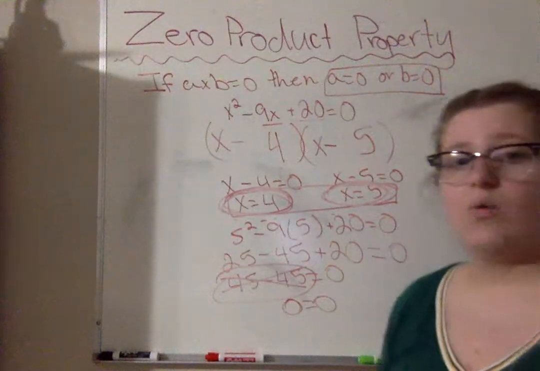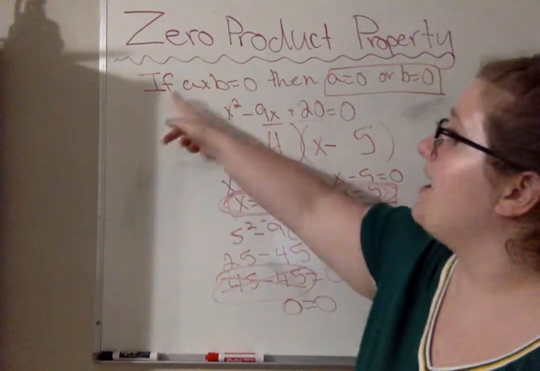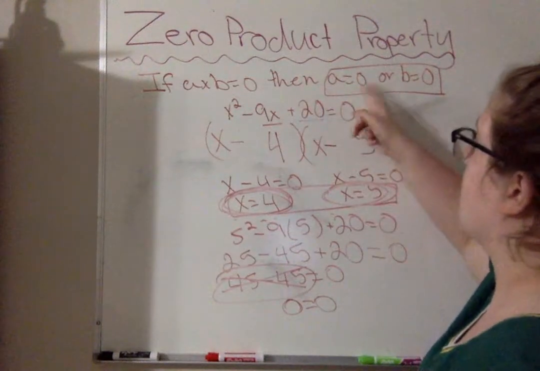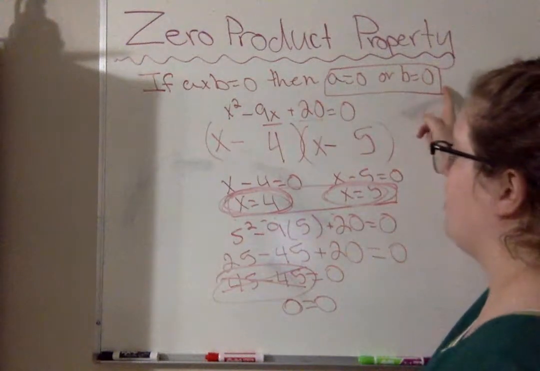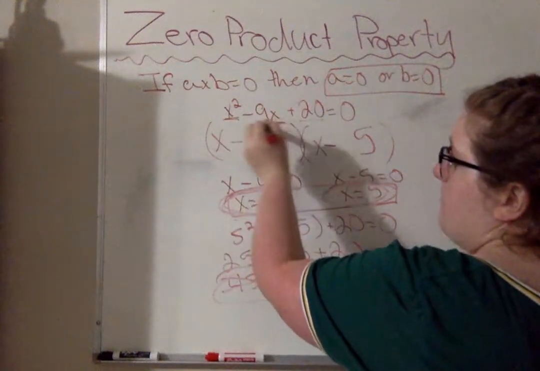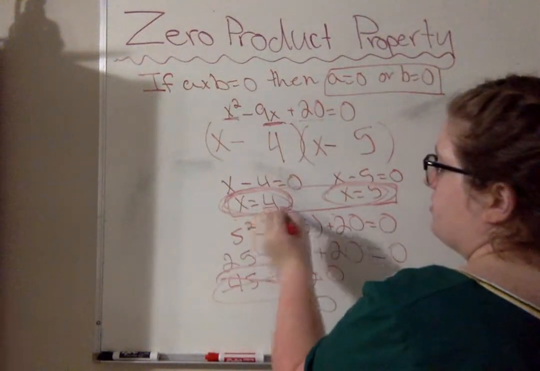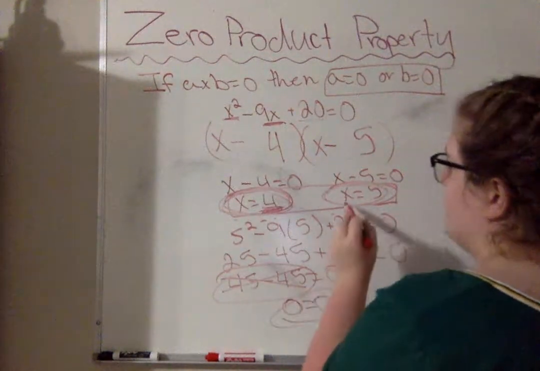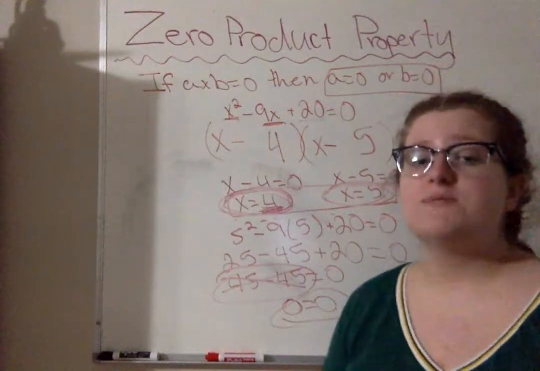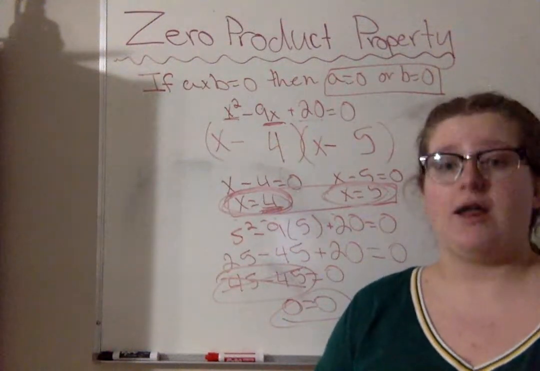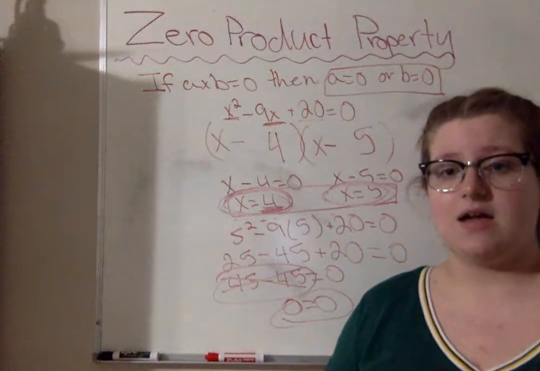So basically, what I was saying in the beginning, how if A times B equals 0, then A equals 0 or B equals 0. Now, we replace the A and the B with our solution, and it equaled 0. And we did that for both of them. So it works both ways. And that is basically what the zero product property is saying.